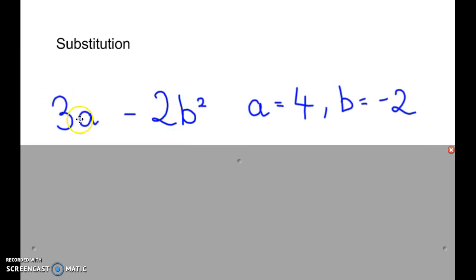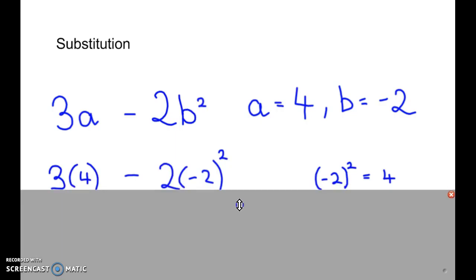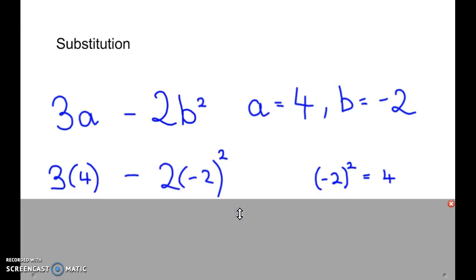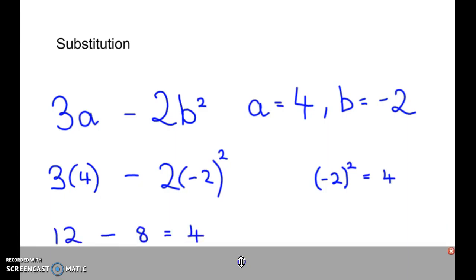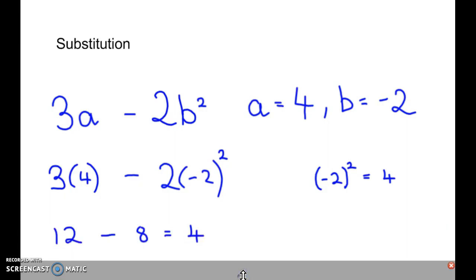So we get 3a, which is 12, minus 2 squared is 4. Remember, when you square a number, positive or negative, the result is always going to be positive. So the minus 2 squared is 4. 2 times 4 is 8. So you're going to end up with 12 minus 8, which gives you an answer of 4.